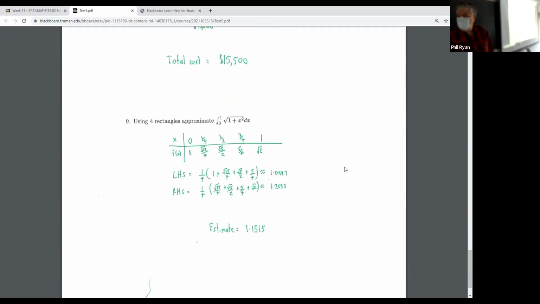And finally, use 4 rectangles to approximate that integral. Since there are 4 rectangles, you do it every quarter. You have your function, and then you do the left-hand sum and the right-hand sum, and you average them to get the estimate that one needs. And that's our test.